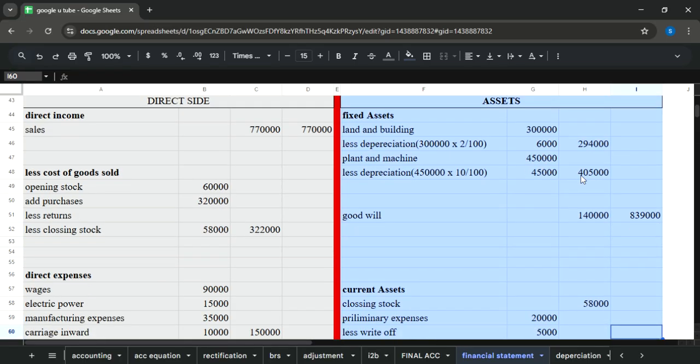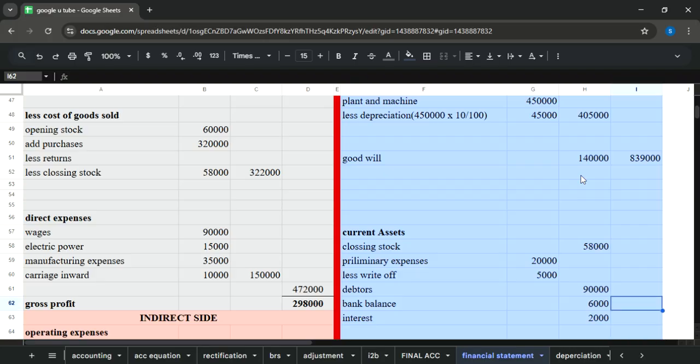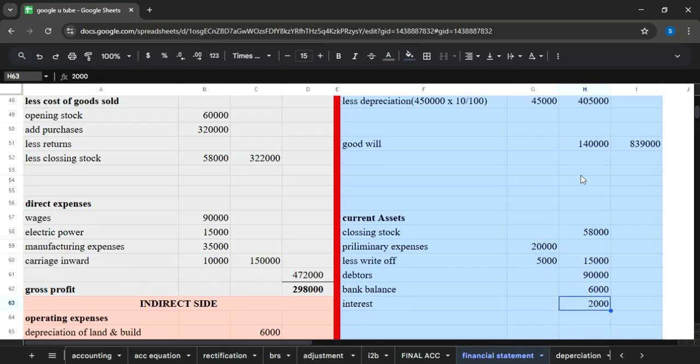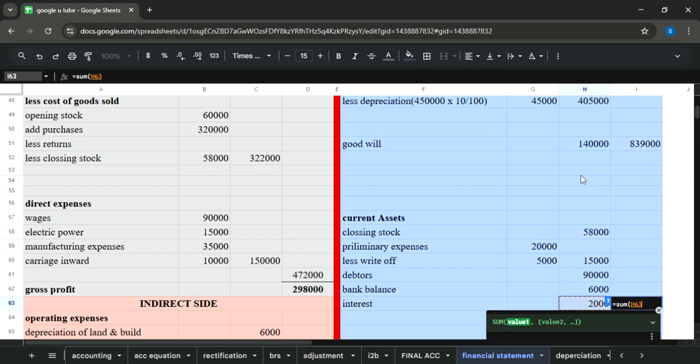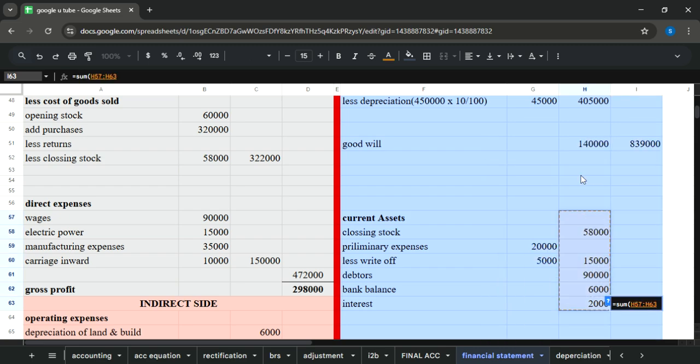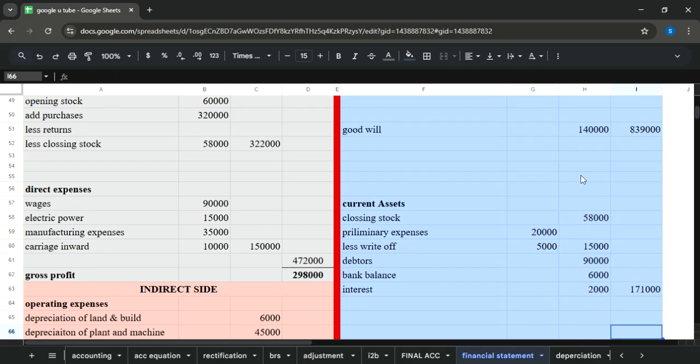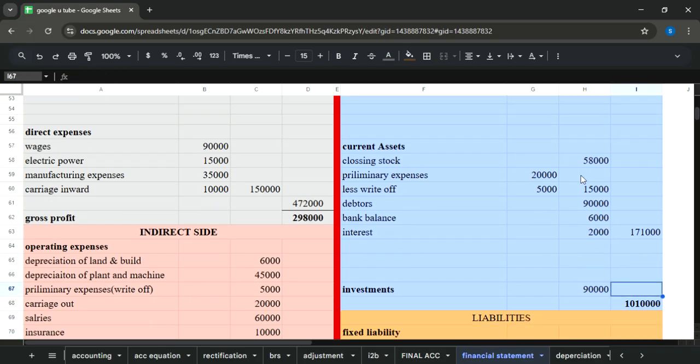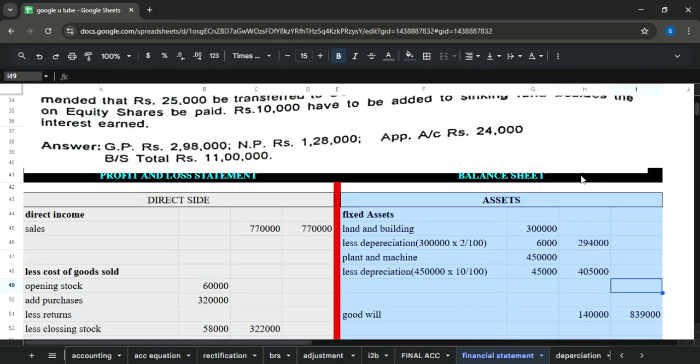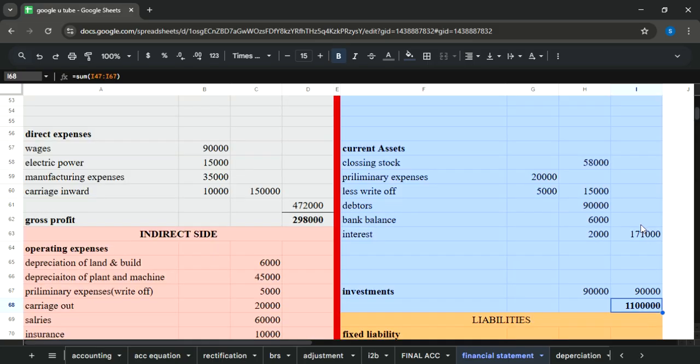Now let's see if any adjustment related to current assets is present. Preliminary expenses, let's write them off. So guys, in this way we are now taking the sum of current assets. Done. Now let's see investment. There is only one amount, so let's put it over here. It means all three totals are ready. This was the total of fixed assets, total of current assets, and total of investment, and the grand total is 11 lakh.